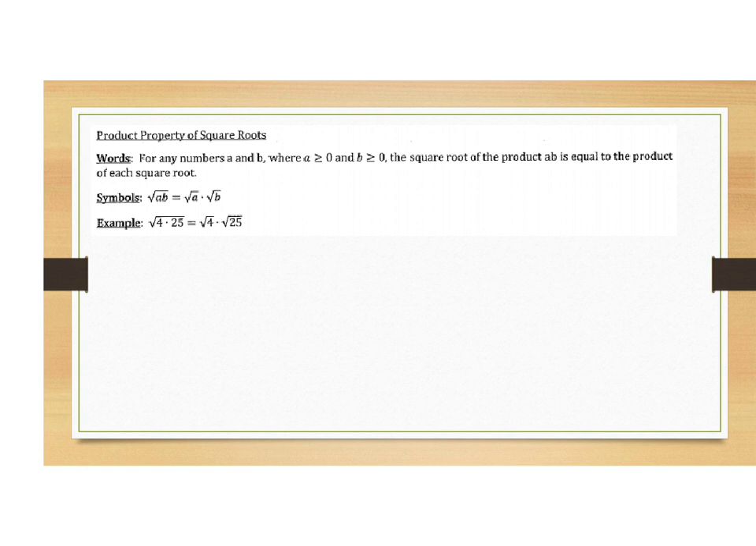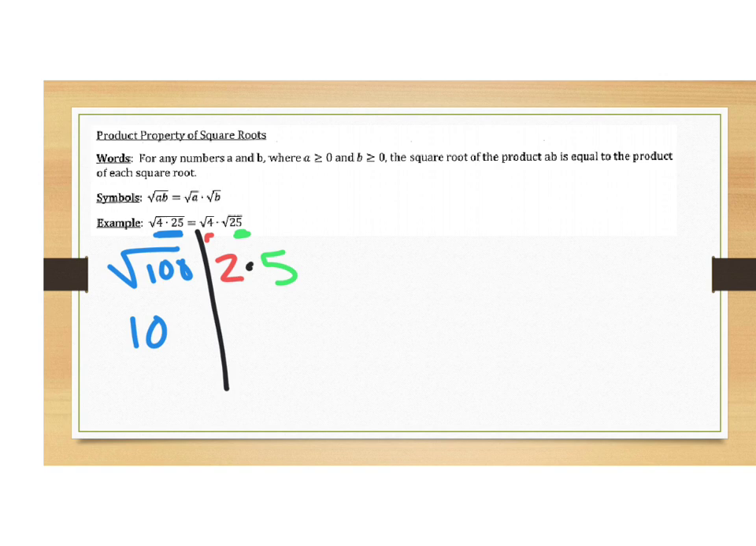So for example, if we look at the square root of 4 times 25, if we multiply 4 times 25 first, that's the same thing as saying we have the square root of 100. Well, the square root of 100 is 10. Or we could look at them separately, and we could take the square root of 4 first, which is 2. Then we could take the square root of 25, which is 5. Then we can multiply those together, which still gives us 10. Notice we get the same answer either way.